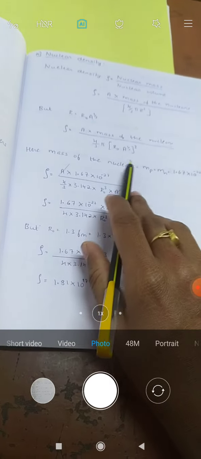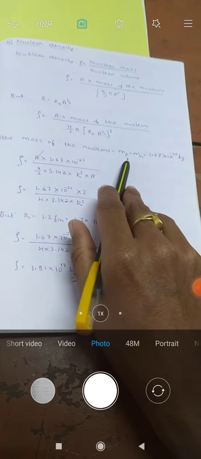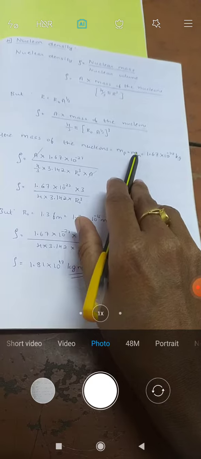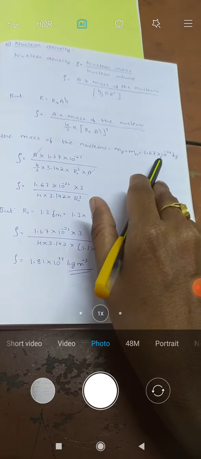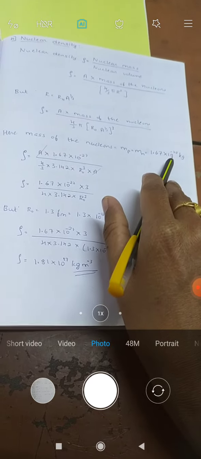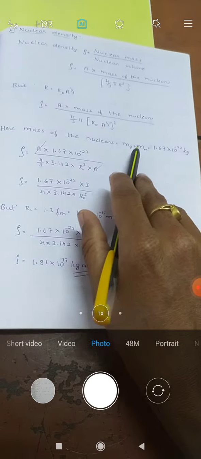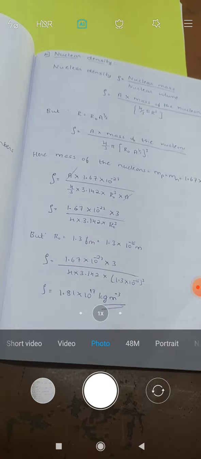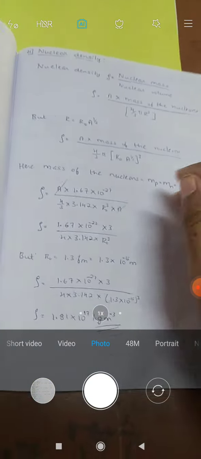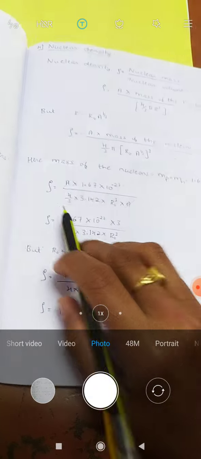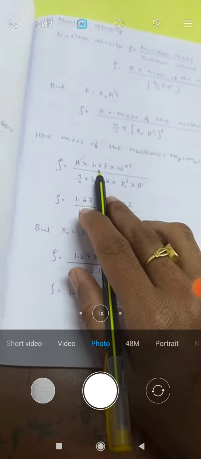Here the mass of the nucleons, that is the mass of the proton, which is equal to the mass of the neutron, is equal to 1.67 into 10 to the power of minus 27 kg. Its value is constant, that is the mass of the proton and the mass of the neutron is constant, 1.67 into 10 to the power minus 27 kg. When you substitute this in the above equation, what expression do you get for rho?